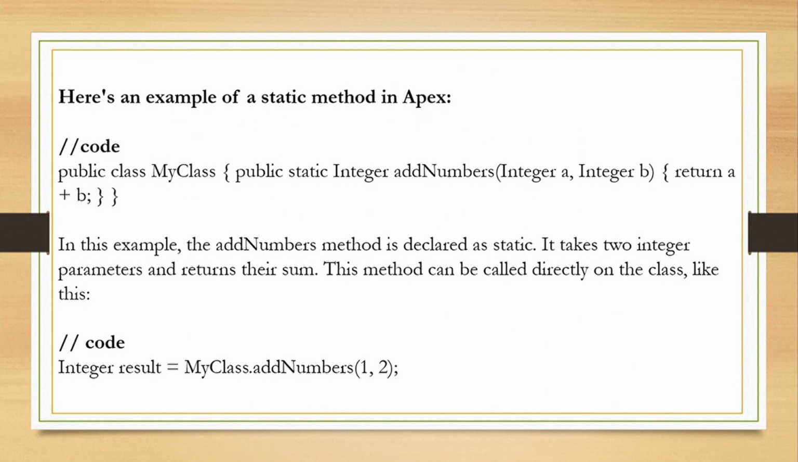Here is an example of a static method in Apex: public class MyClass, public static integer addNumber(integer a, integer b) returns a plus b. In this example, the addNumber method is declared as static and it takes two integer parameters and returns their sum. So this method can be called directly on the class like this.